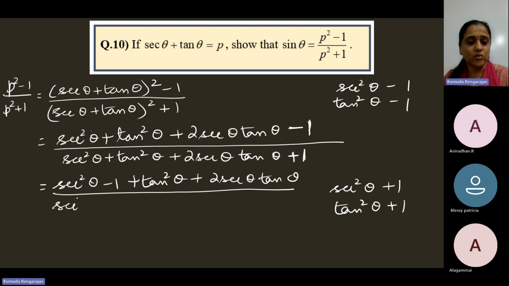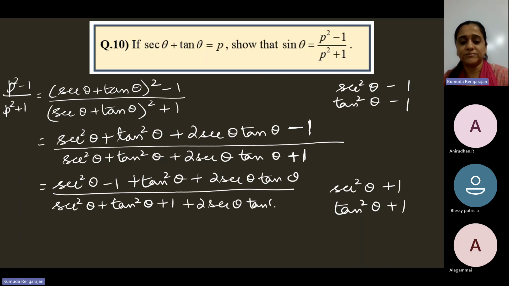Correct. So secant square theta plus tan square theta, with this tan square theta we'll take the plus 1, plus 2 secant theta tan theta. Now remember, you cannot cancel these two. Nadula plus sign irukku. We cannot cancel 2 secant theta tan theta, 2 secant theta tan theta.